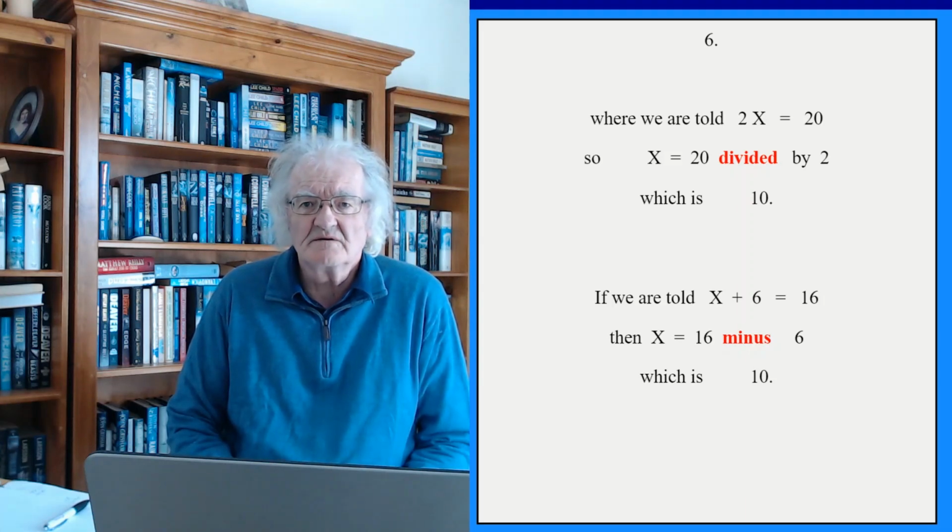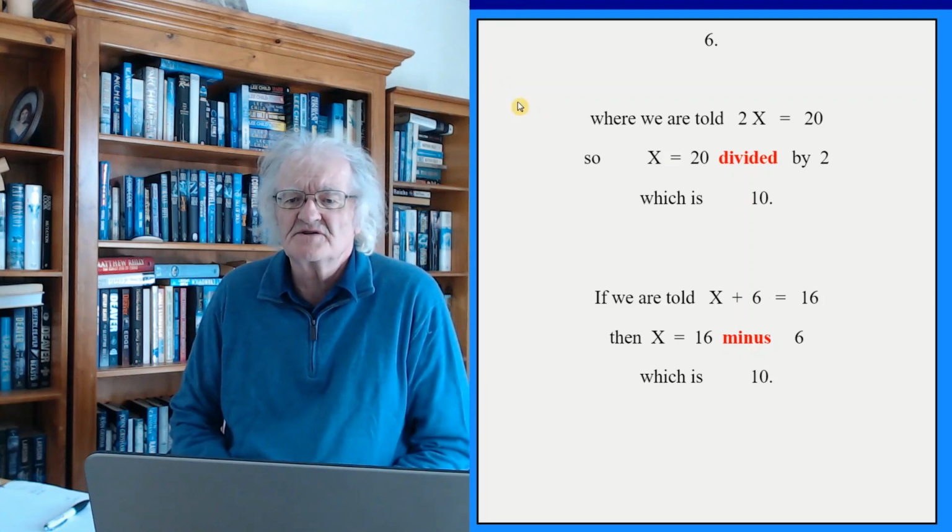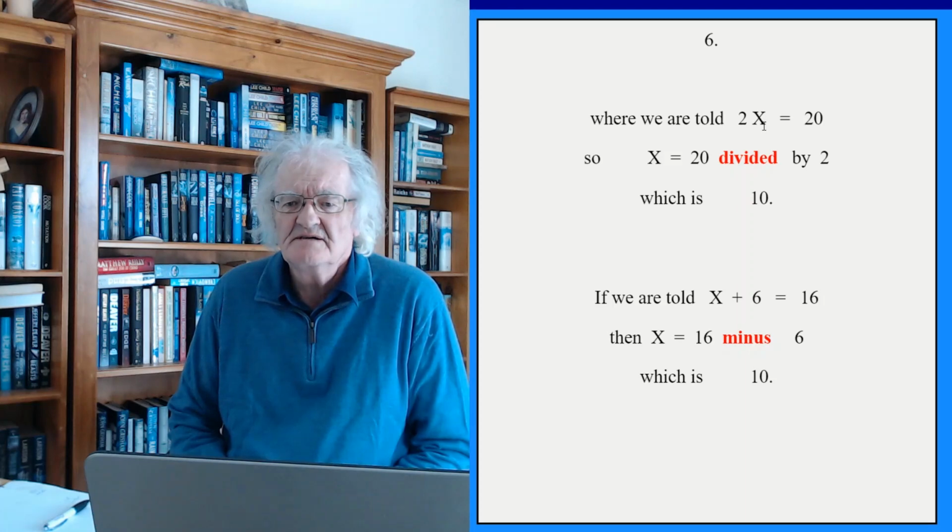If we are told x plus 6 equals 16, then x equals 16 minus 6, which is 10. In each case, the original processing mentioned in the equation, 2 times x, becomes something divided by 2, or x plus 6 becomes something minus 6.